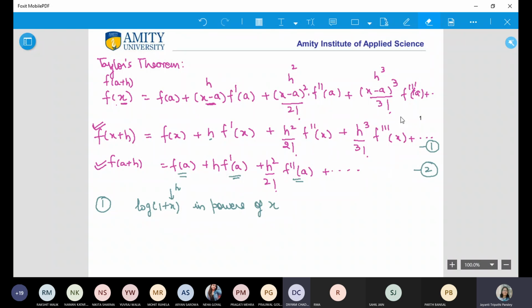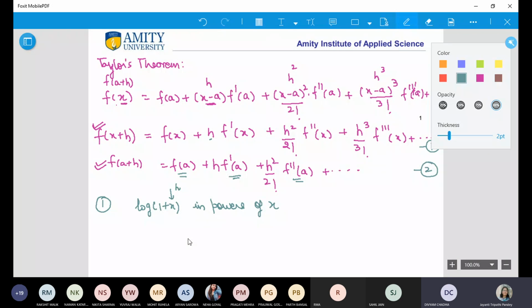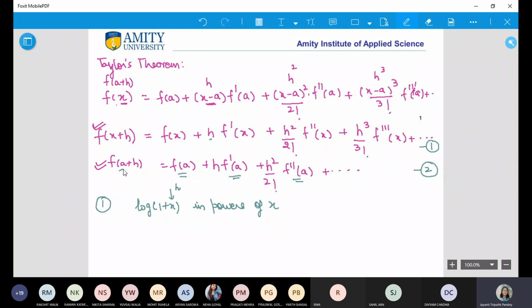Ma'am, I don't see the difference between the first and the second formula. No difference, beta. Just two ways of writing it. It's the same. When you are expecting the answer in x, you use this. When you are expecting the answer in some other powers, you do this. That's all. Here the value is mentioned. Here the value is not mentioned. Any x is there.